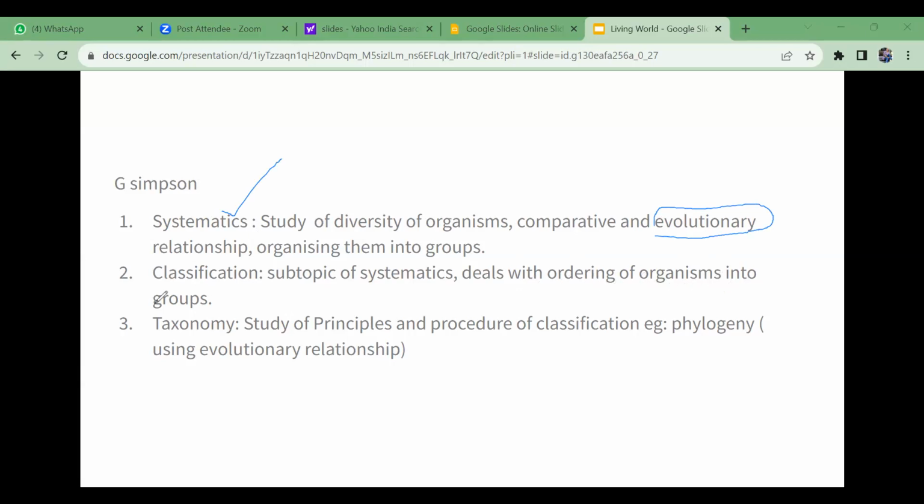Okay, first is systematics. It is the study of diversity of organisms, evolutionary relationship, and organizing them into groups. Groups में करके मतलब kingdom, that is what systematics is telling. उसके बाद उसके subtopics, again we will group in them, again we'll orderly arrange in them. That is classification. Taxonomy क्या है? It is the study of principles and the procedures of classification. Classification, how to do classification?